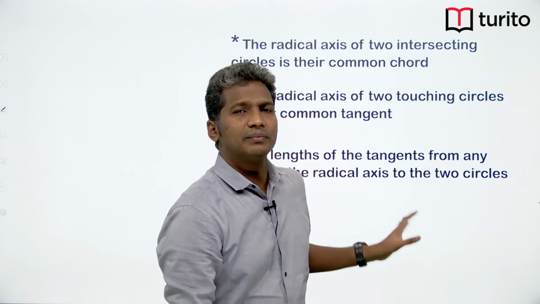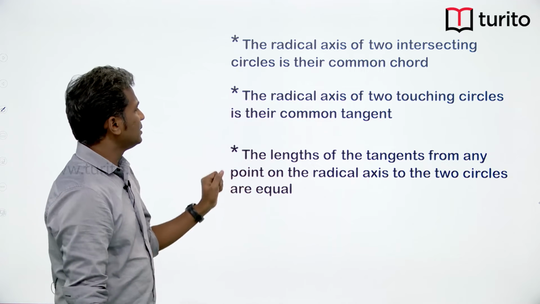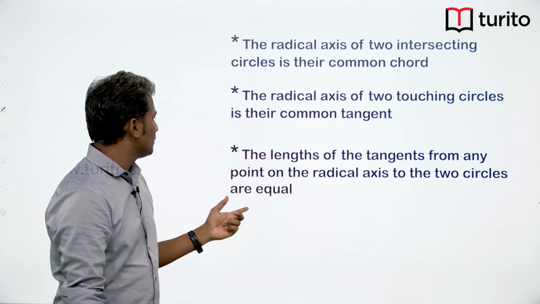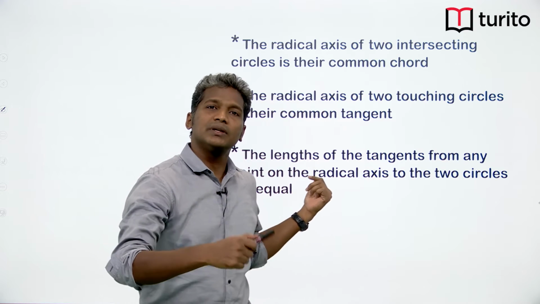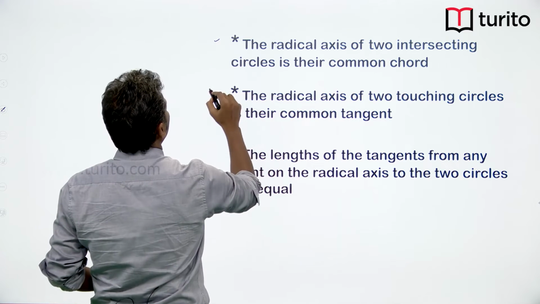We will observe all of them with clarity. Now, if we check the last one, the lengths of the tangents from any point on the radical axis to the two given circles are equal. This we have observed from the definition itself. Now, let us observe these two points.